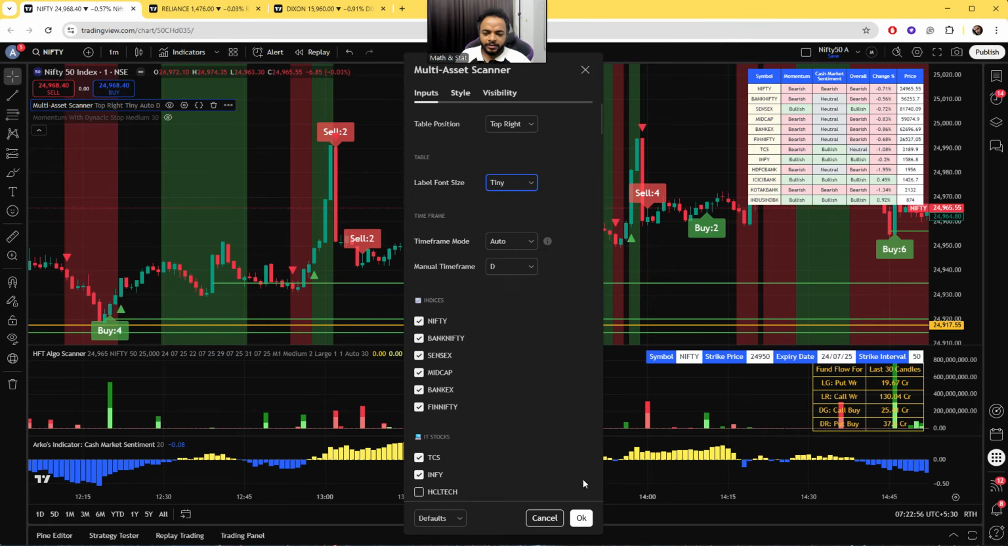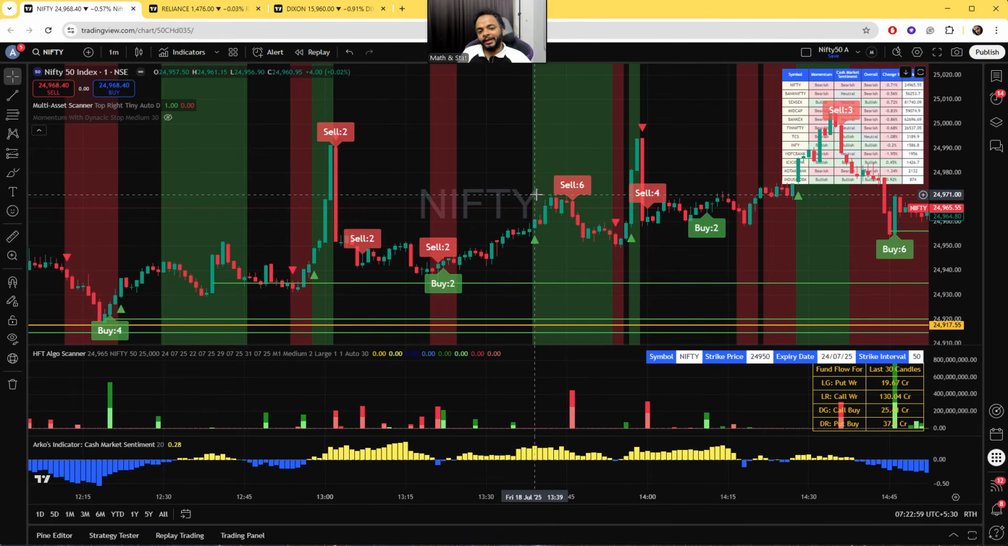So let's decrease it to tiny. Yeah, so now talking about the main thing: in this scanner we don't have any involvement of the HFT, because the HFT scanner we will have to build separately, and also HFT uses a lot of security requests. Basically we have built this scanner on only one security call. For example, just to analyze Nifty, we have to call at least 15 to 20 security calls.